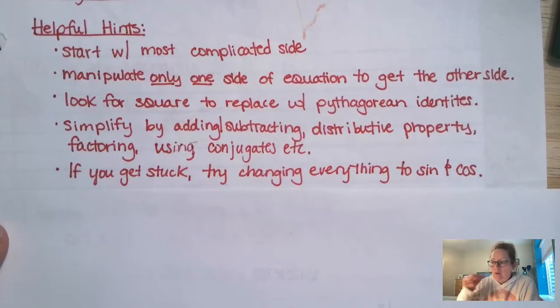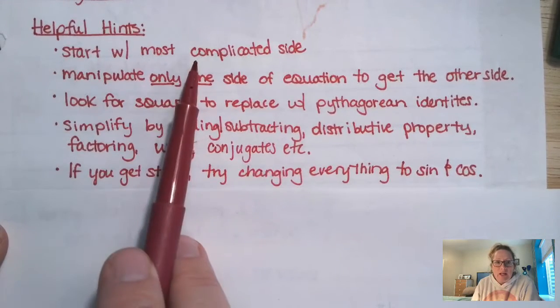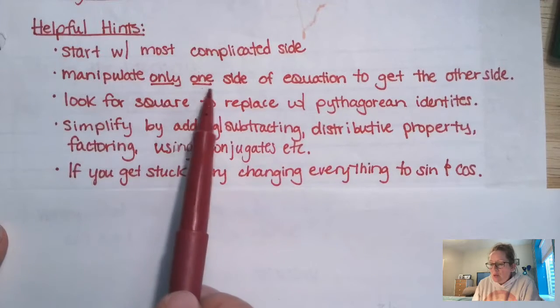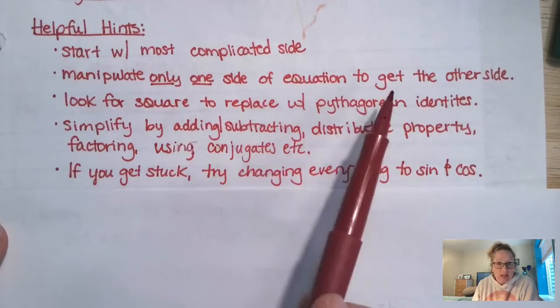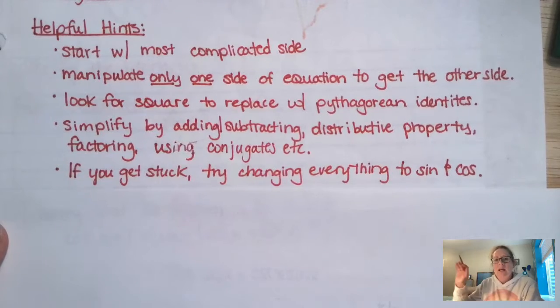It doesn't matter how you start, okay? I always start with the most complicated side, and we'll talk about that in a minute. You want to manipulate only one side of the equation to get the other side. You cannot start with the left, manipulate some things, rewrite some things, and also rewrite the right. It does not work that way. Start with one side to get to the other side. And it doesn't matter. You can start with the left or the right.